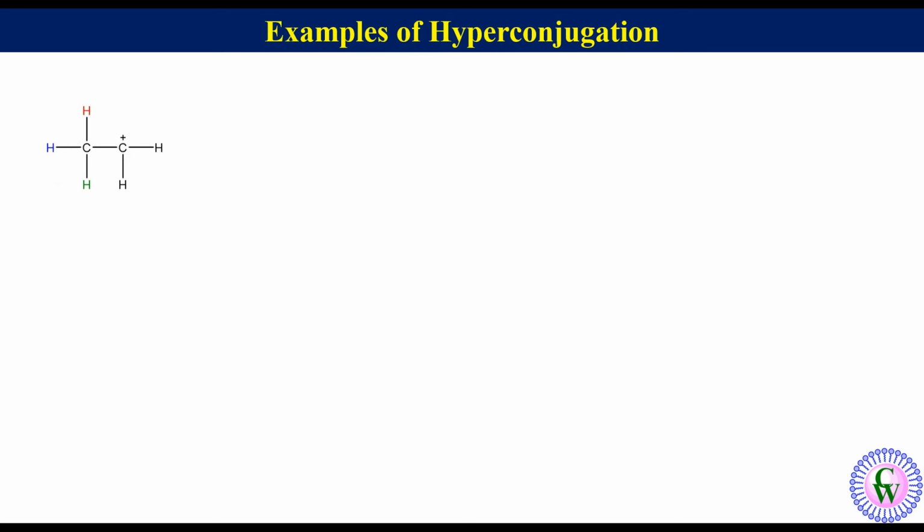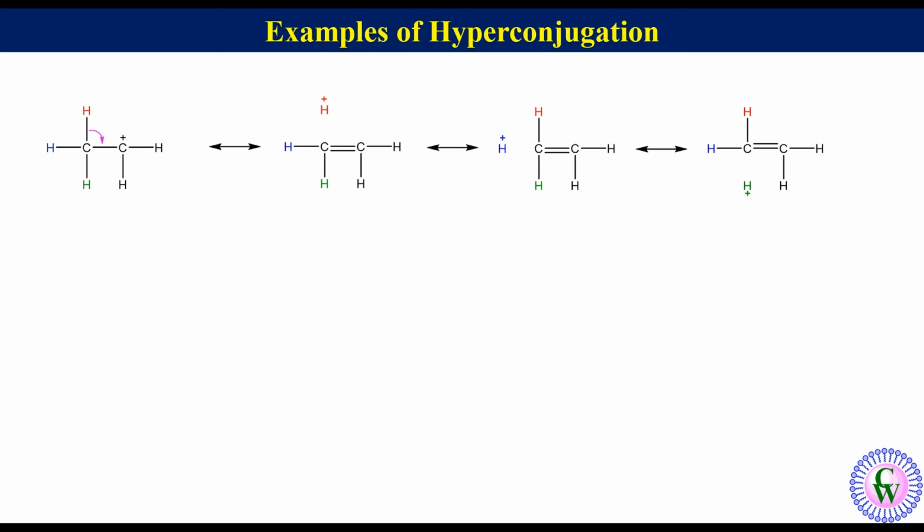which allows the overlap between that CH sigma orbital and vacant p orbital, and transfer of CH sigma bond pair to vacant p orbital, leading to the formation of H plus and alkene. Since there are 3 such sigma bonds, there will be 2 more such structures formed by delocalization of 2 other CH sigma electrons. These structures are called hyperconjugative structures.